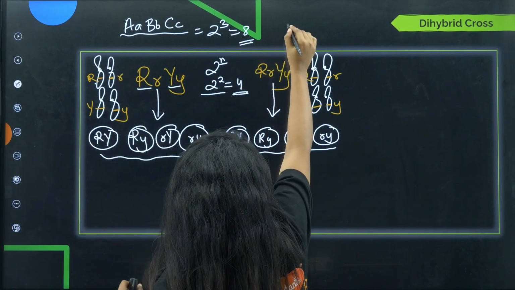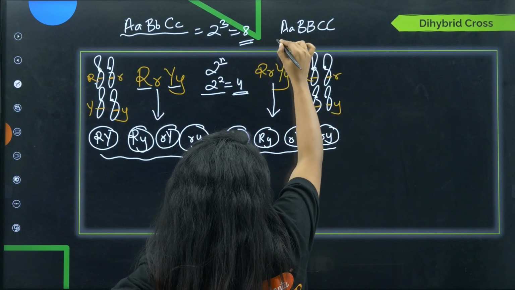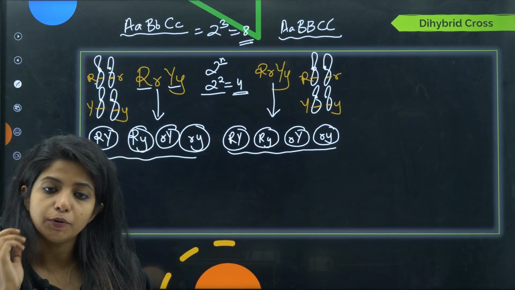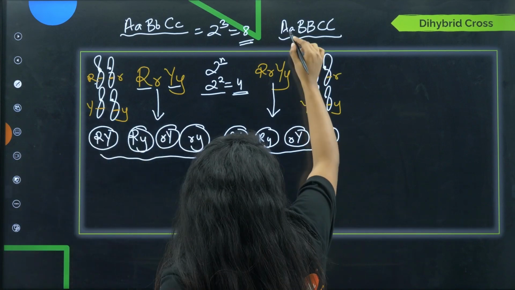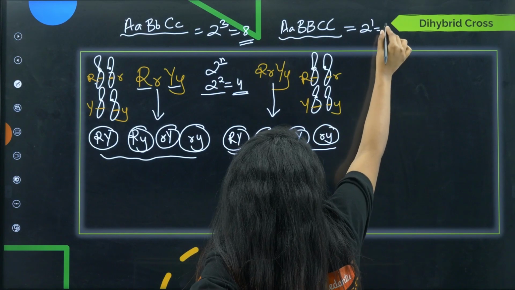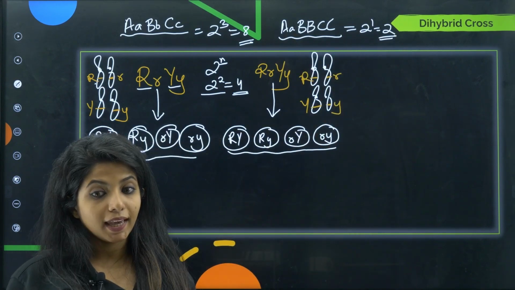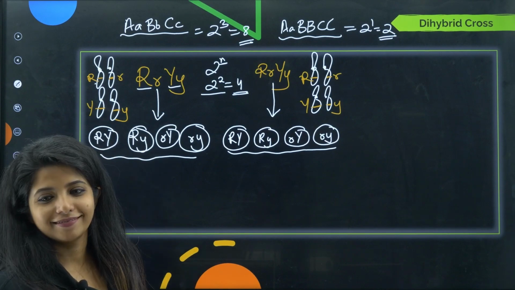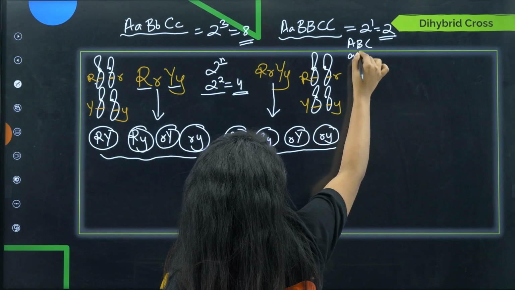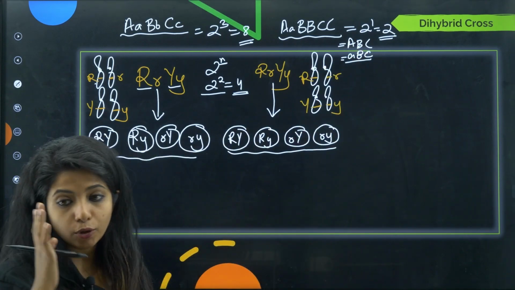Now if the condition was like this, AA, BB and Cc, what is the number of gametes that will be produced? Tell me. There is only one hybrid over here, right? So 2 to the power 1. Basically, you just have 2 gametes. Rest, everything will be the same. So one gamete will have capital A, B, C. The other will have small a, B, C. These are the 2 gametes that will be formed. I hope you understand this.